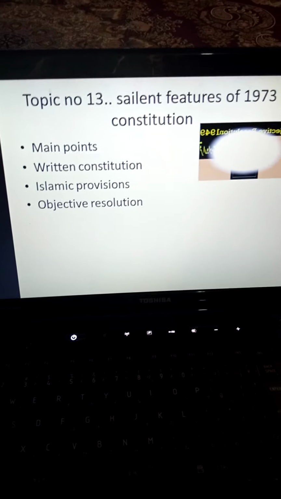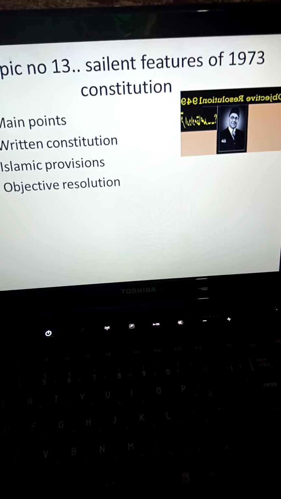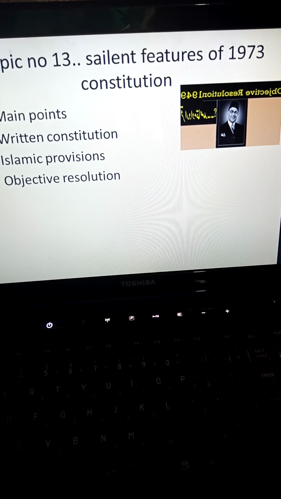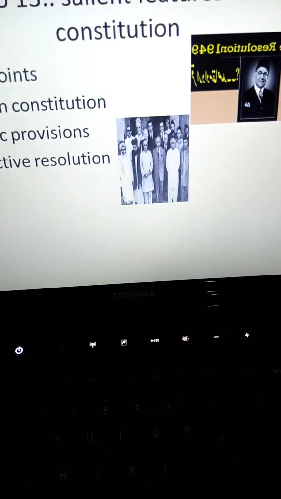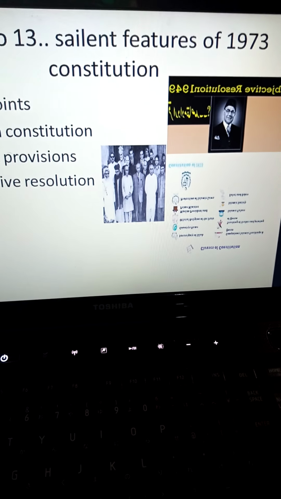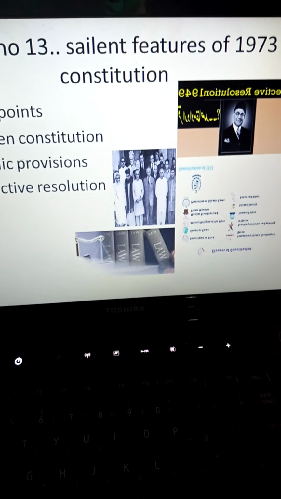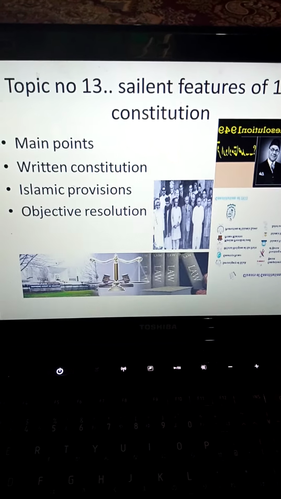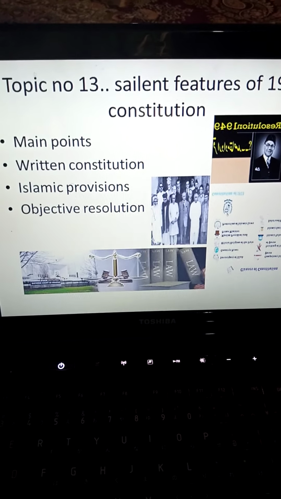The next point, the relevant picture is about the objective resolution that was presented by Liaquat Ali Khan, Prime Minister of Pakistan, in March 1949. These are the members of the Legislative Assembly, and these are the main features of the Constitution 1973 in picture form. And this picture shows the law and the legislative assemblies. The law and order comes under the Constitution.